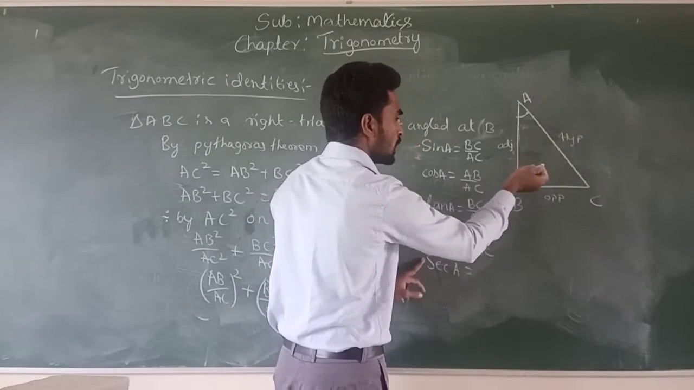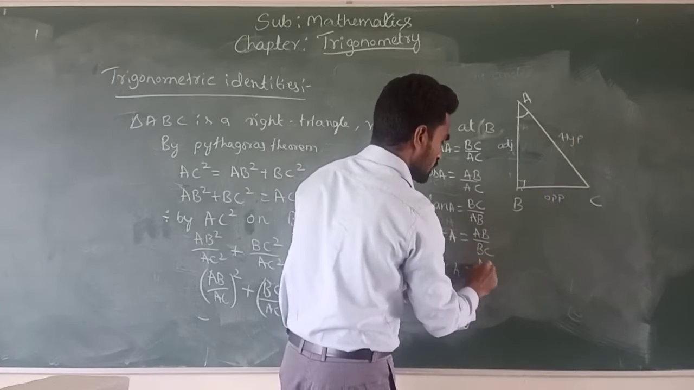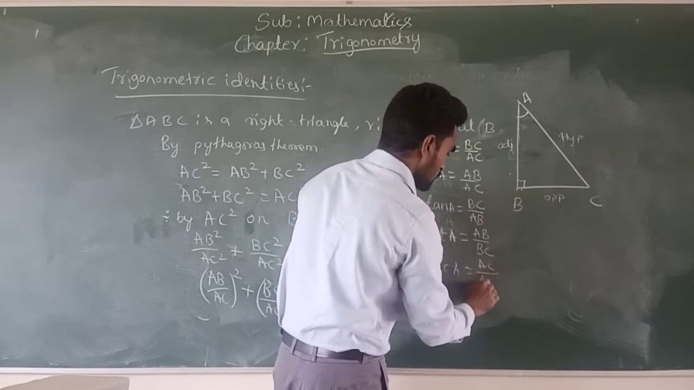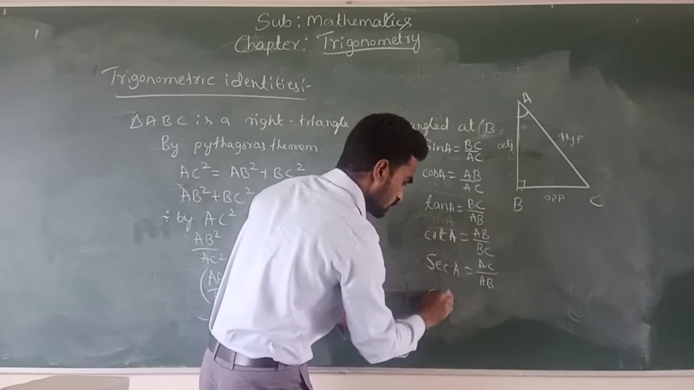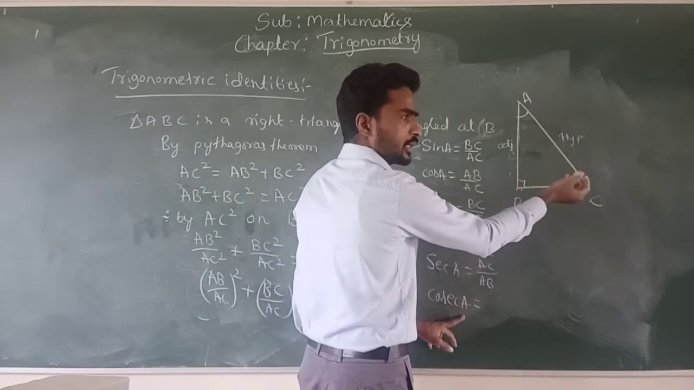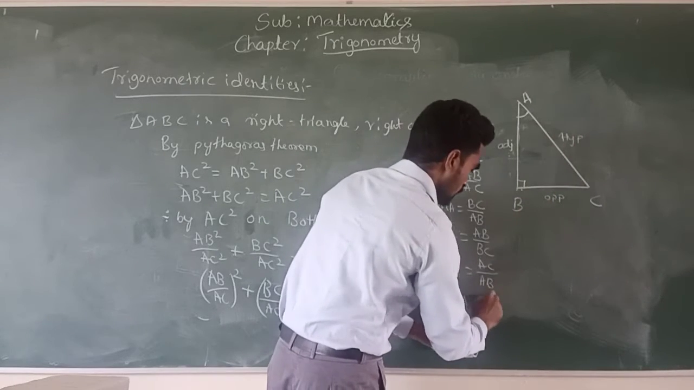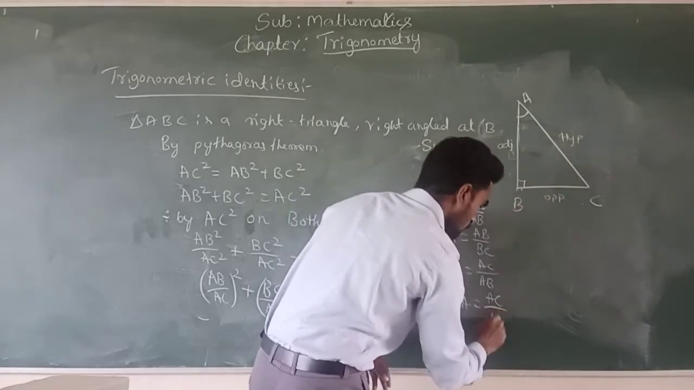For secant A, the formula is hypotenuse divided by adjacent side. Here hypotenuse is AC, adjacent side is AB. Next, the last one is cosec A. For cosecant A, we already know the formula, hypotenuse divided by opposite. Here hypotenuse is AC, opposite side is BC.